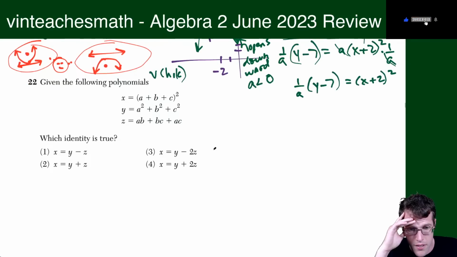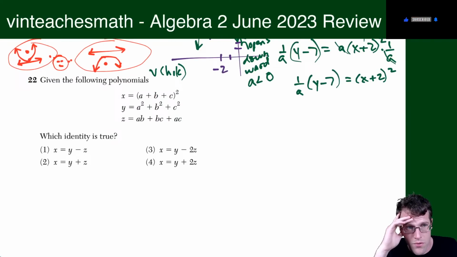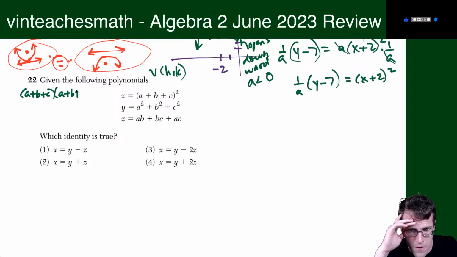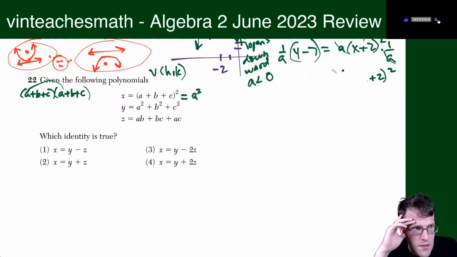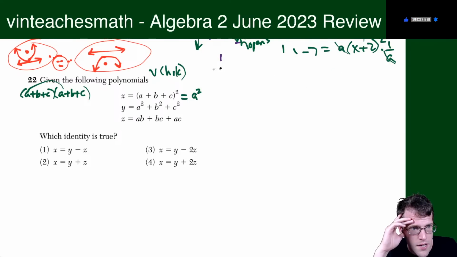Alrighty, let's see. Which identity is true? So this one we got to suffer a little bit. So I'm doing this. This is equal to a times a, which is a squared. Let me just erase this stuff.